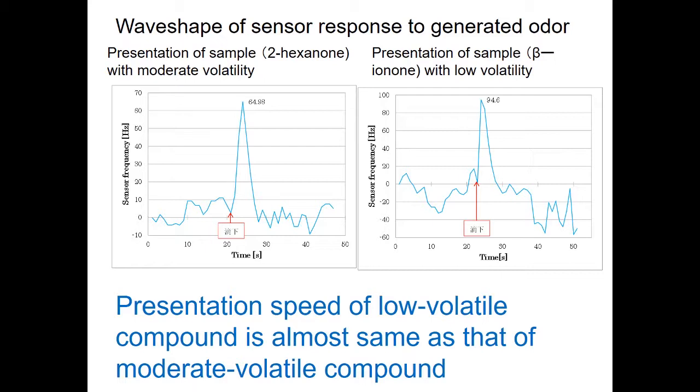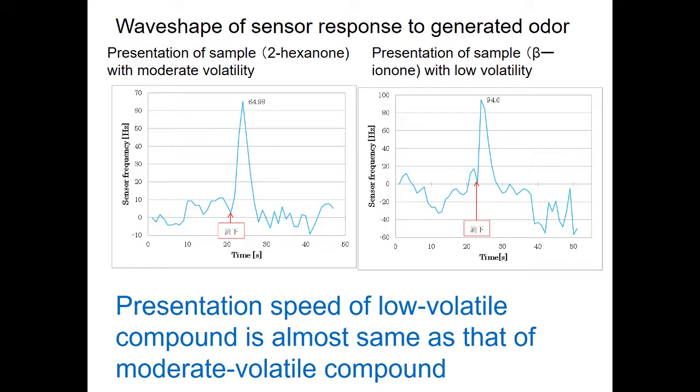This one is the result. This is a sensor response. The sample is 2-hexanone, with moderate volatility. And this is the sample beta-ionone, with low volatility. This one typically has the problem of smell persistence.